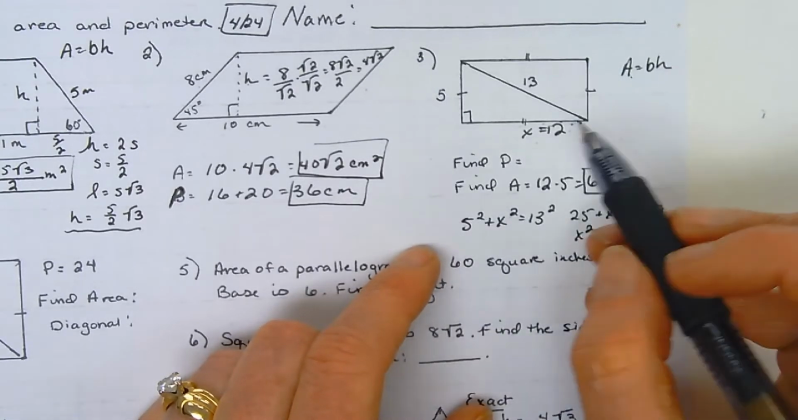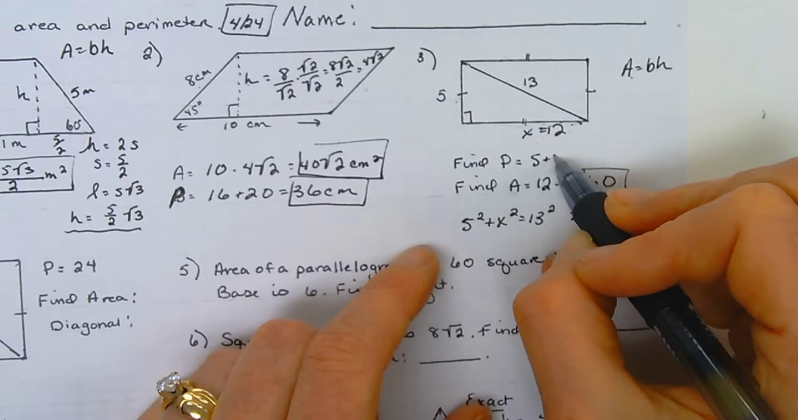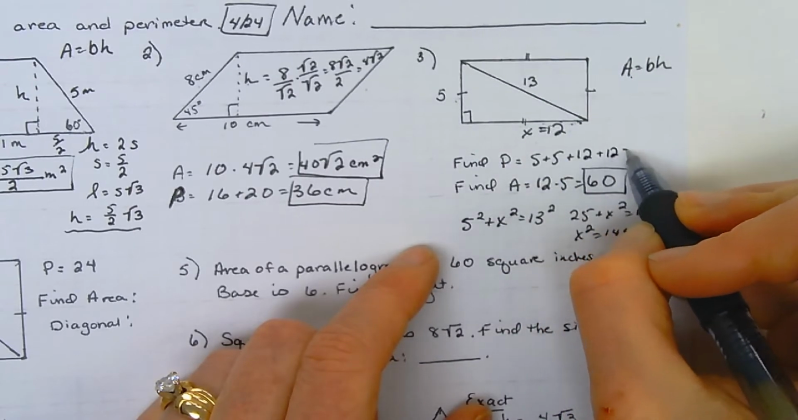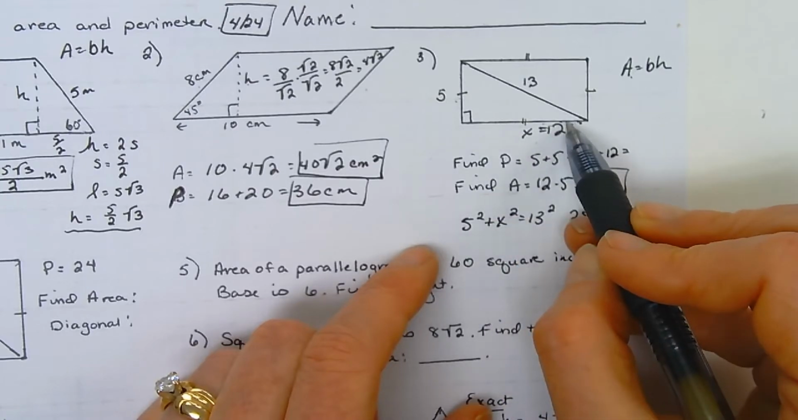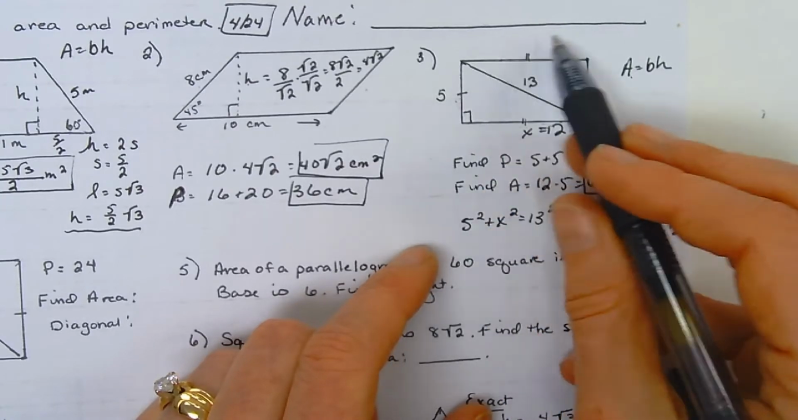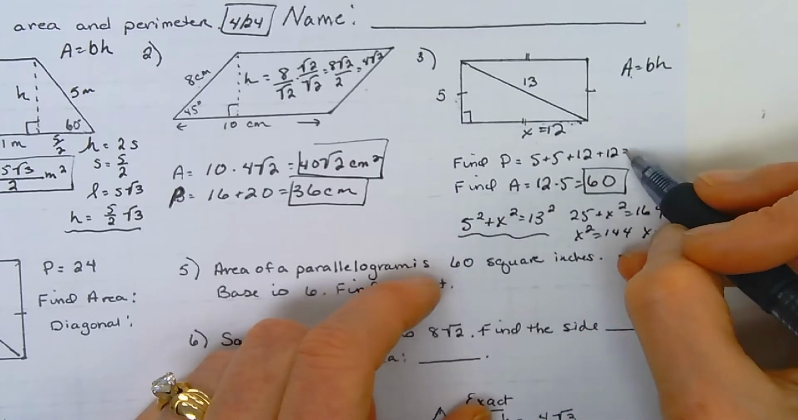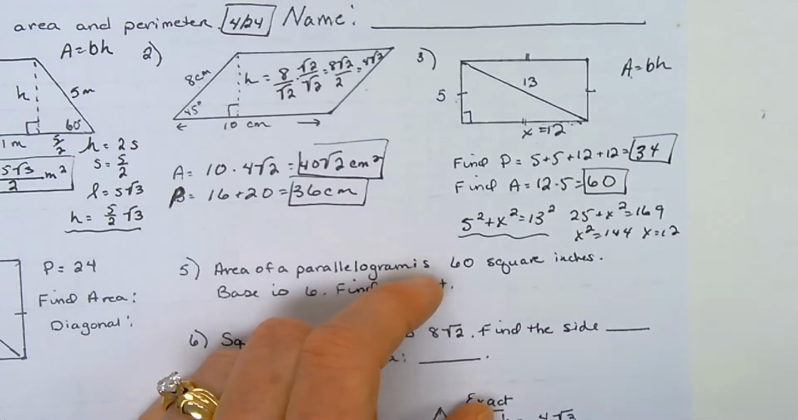The perimeter is going to be 5 plus 5 plus 12 plus 12. So I needed to find the length of this side for two reasons. First, to find the area. Second, I needed to find the distance all the way around. So the Pythagorean theorem helped there. So 24 plus 10 is 34. There's no unit, so we'll just leave it like that.